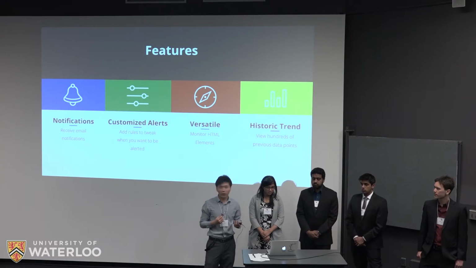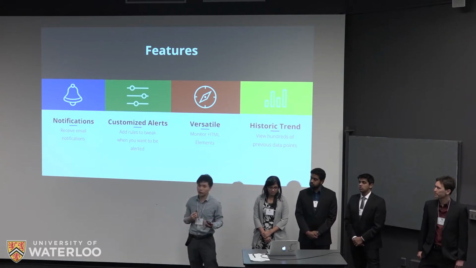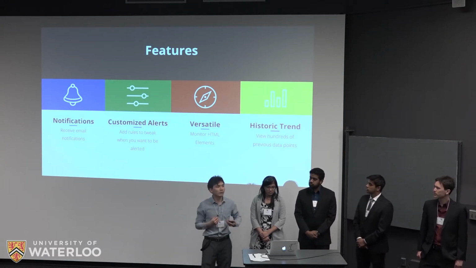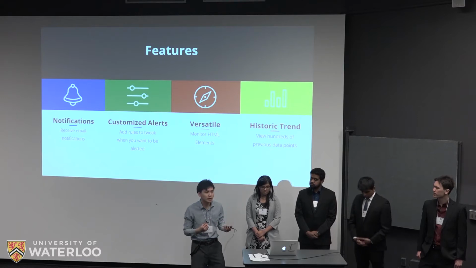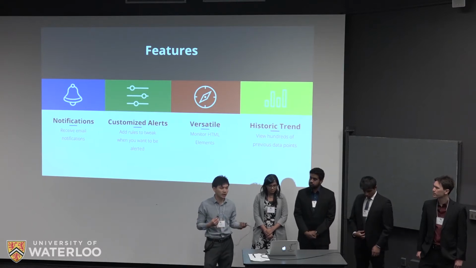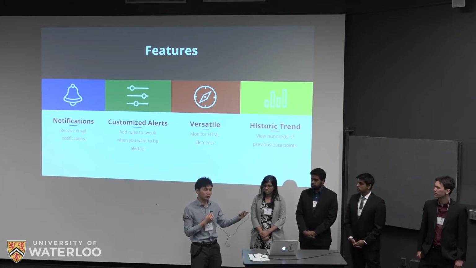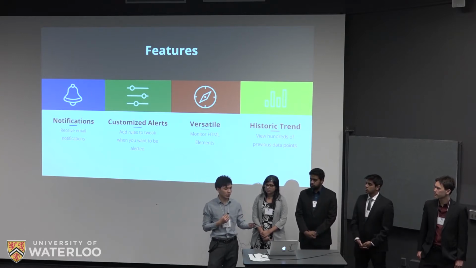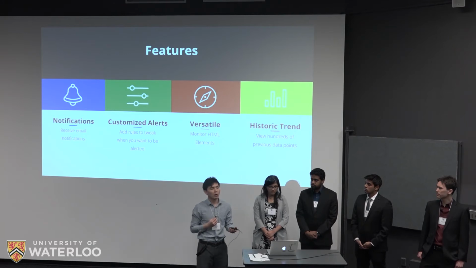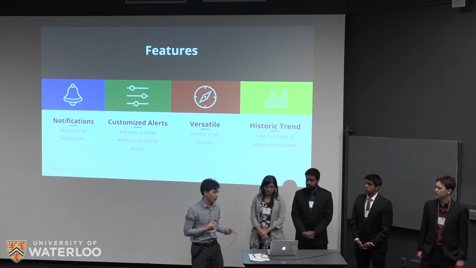Another feature we offer is customized alerts. So instead of just having us email you every time something changes, you can customize your alerts. For example, if you're looking for when the price of something drops, you can customize your alerts so that we only email you when the price drops below a certain number.